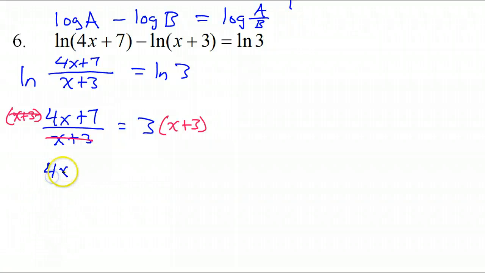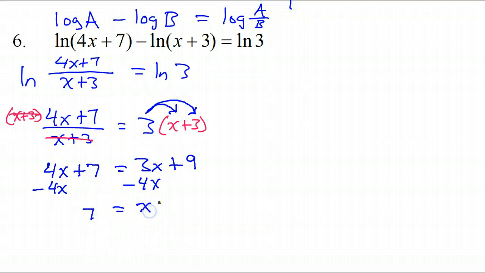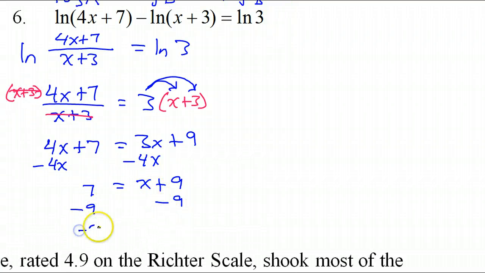So we will have 4x plus 7 is equal to 3x plus 9. Alright, so this looks easily solvable. So subtract 4x from both sides. So that'll give us 7 is equal to x plus 9. Subtract that 9. So that will give us negative 2 equals x.